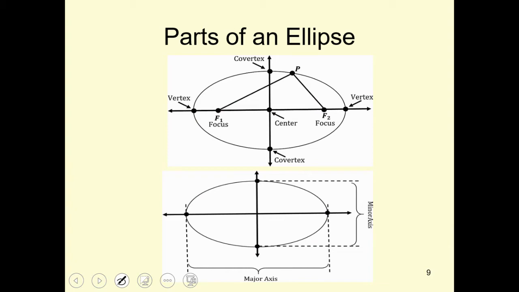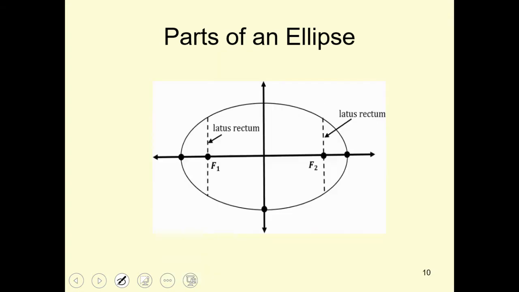And we have the point P along the ellipse. Okay? We have another part, the latus rectum. So the latus rectum is kini nga line passing through your focus. Okay? Perpendicular to your major axis.